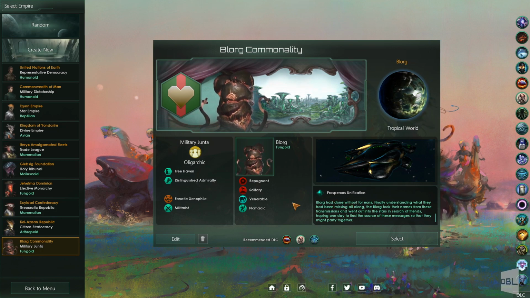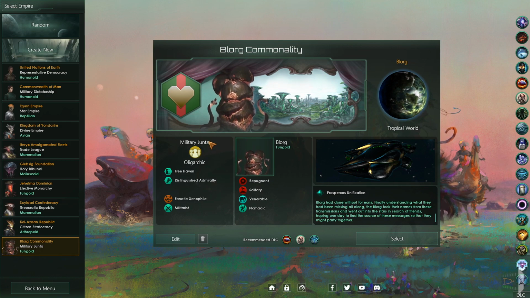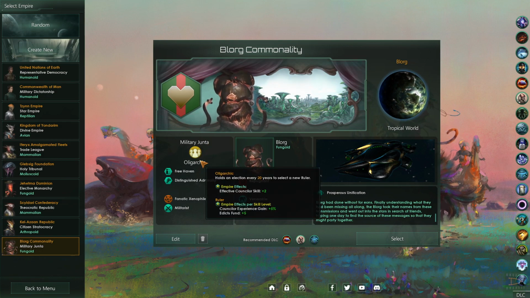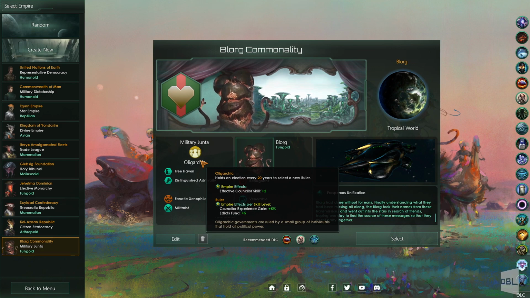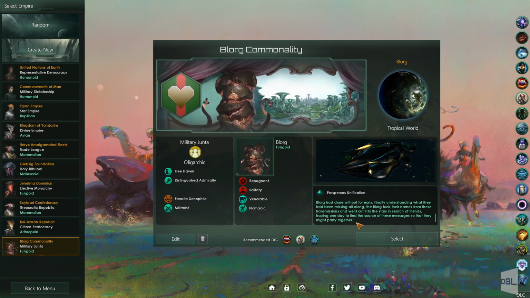Okay. I don't know. The Blorg seem kind of cool, except for the whole military. 20 years to select a new ruler. But I like their whole purpose was to party.